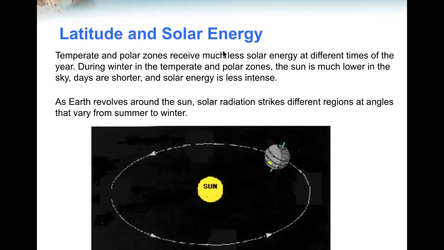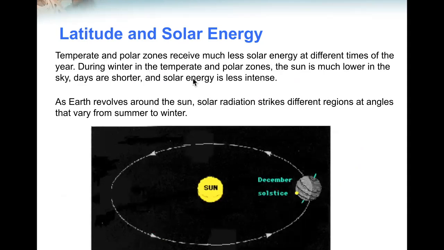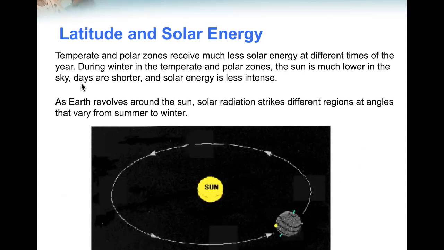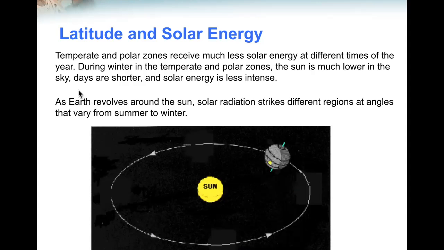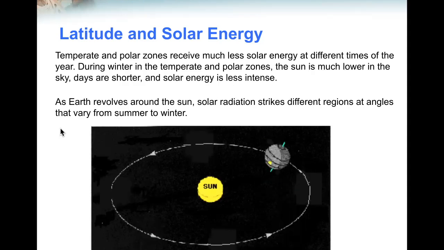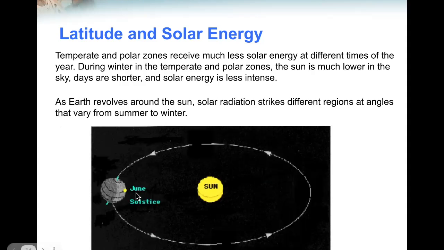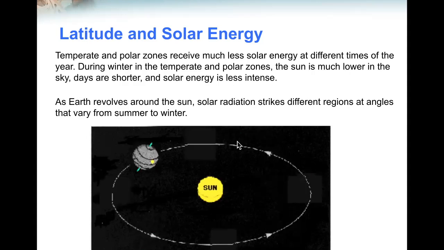Temperate and polar zones receive much less solar energy at different times of the year. During winter in the temperate and polar zones, the sun is much lower in the sky, days are shorter, and solar energy is less intense. As Earth revolves around the sun, solar radiation strikes different regions at angles that vary from summer to winter. So in June, it's faced this way. With that tilt, you have different seasons.